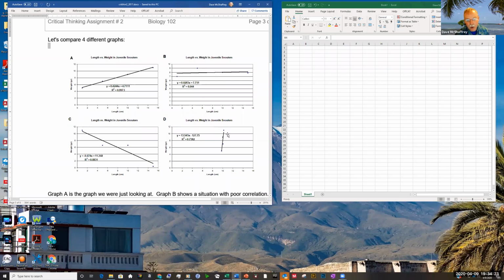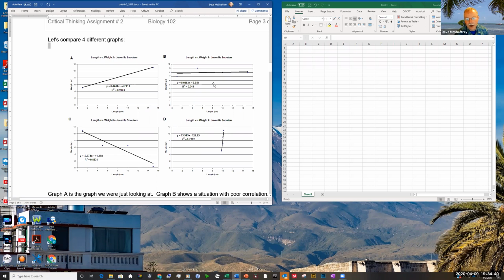And finally, we have a positive correlation, but it has a much steeper slope. And it has an intermediate range for R squared, although again, R is going to be between 0.8 and 0.9. So these graphs all are telling us some different things.